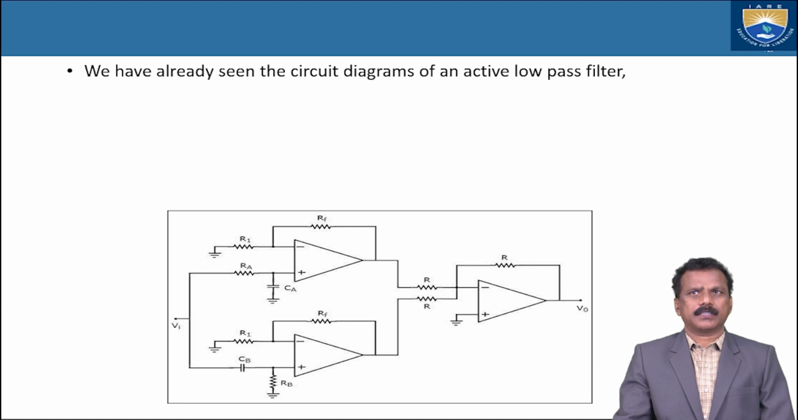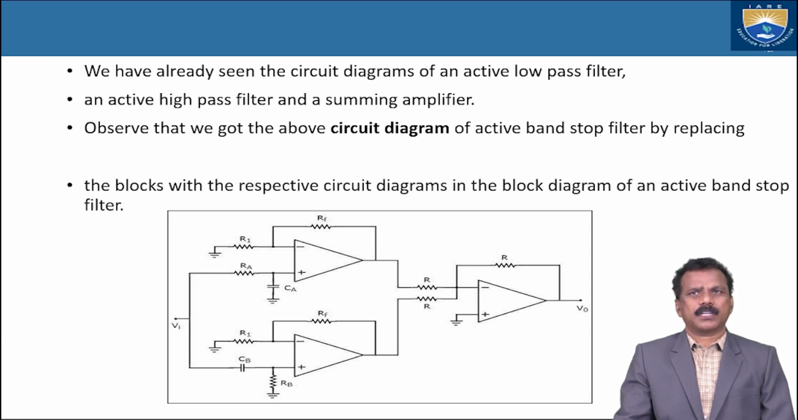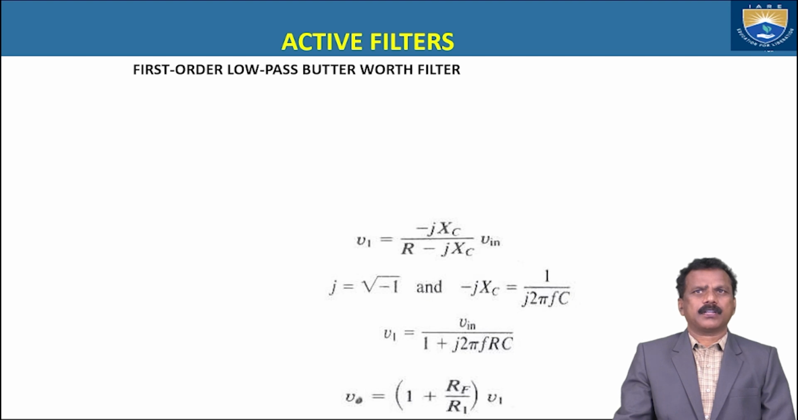So we have already seen the diagram of the active low pass filter and active high pass filter, and summing up. Observe that we got the above circuit diagram of the active band stop filter by replacing blocks, that is, the respective circuit diagram, the block diagram of the active band stop filter. So here in this case, the active filter, the first order low pass Butterworth filter.